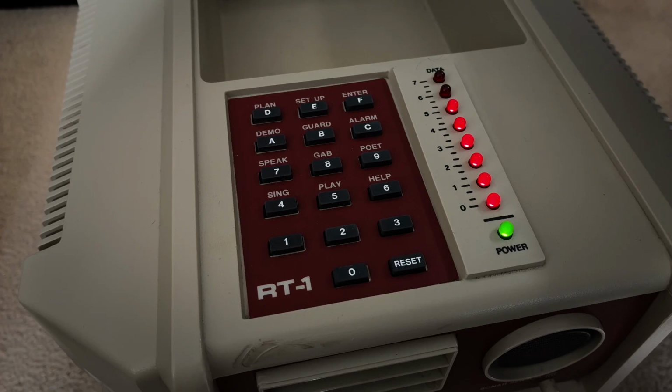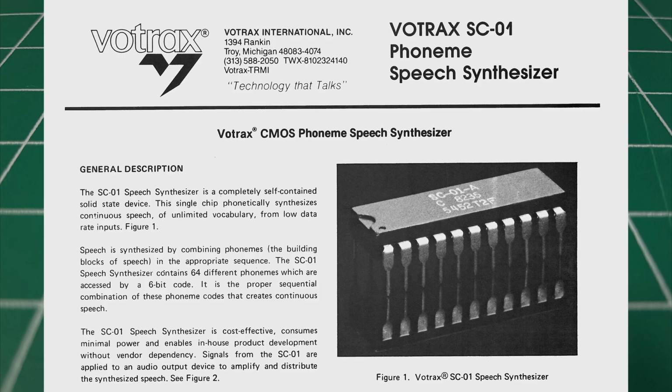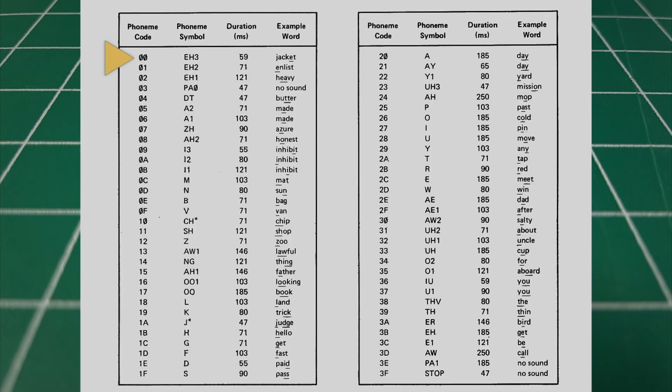But wait, we're only seeing 6 LEDs lit. Why is that? Well, let's take a look at the full phoneme list for the SC01. They range in number from 00 to 3F. They don't use all 8 bits of a byte. There aren't 256 different phonemes, there are only 64 of them.